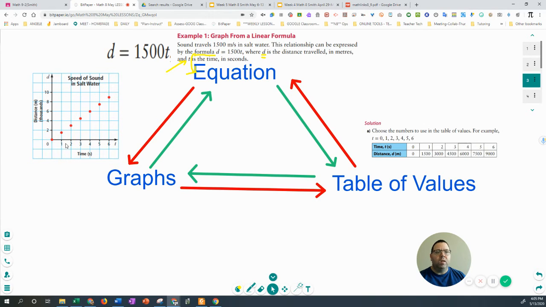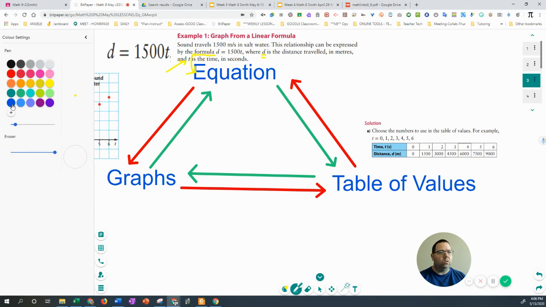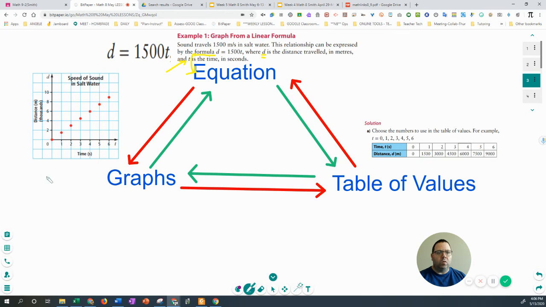I'm just being picky. But look, at time 0, we have our ordered pairs, right? So just remember, we have ordered pairs. One of our ordered pairs is 0, 0. Let me just plot this out. Let me use purple. Okay. So look, these are points of data.